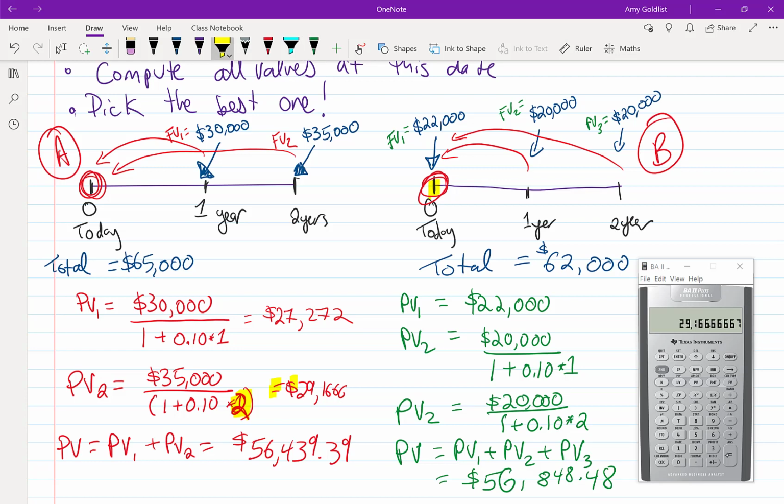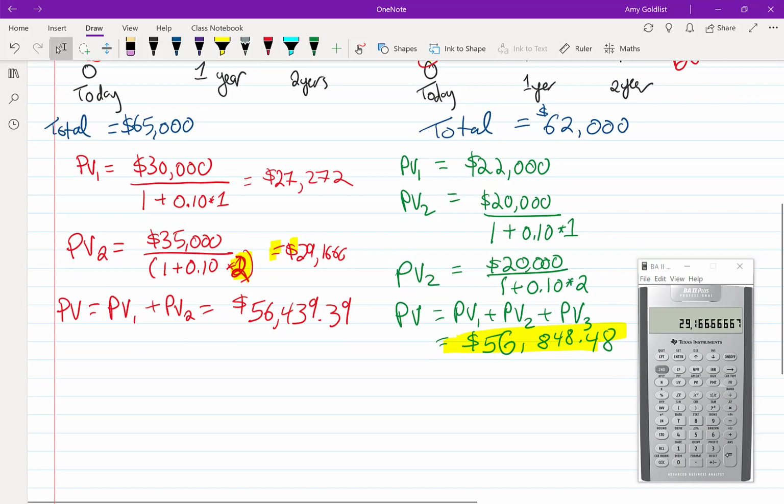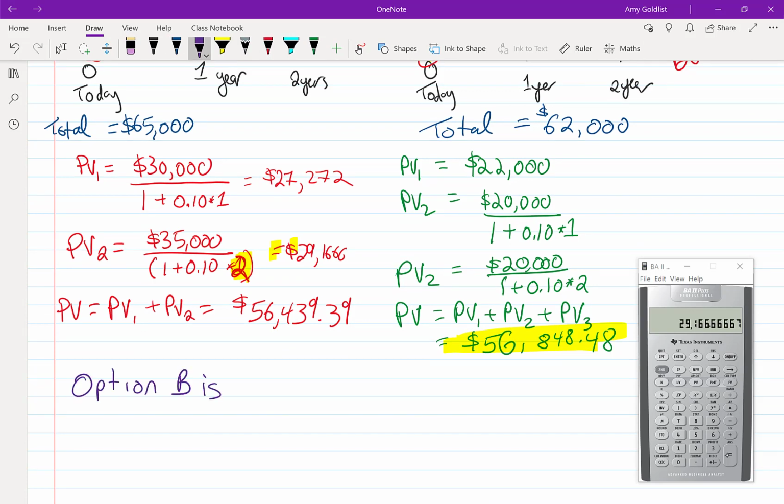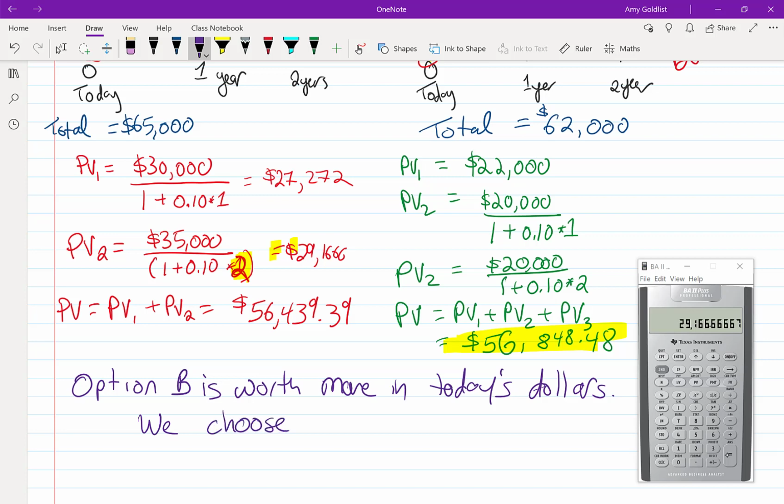So what would you choose? Well, I don't know about you, but I would choose this one. Let's put a sentence down there. Option B is worth more in what we call today's dollars at today's interest rate, so it is a better option. And the big part of that is the upfront money. Getting that $22,000 today is really worth a lot.